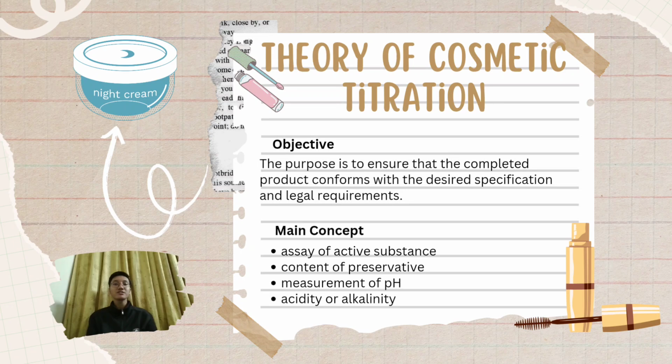The main concepts. There are 4 main concepts in this part. The first one is acid and active substance. The second one is content of preservative. The third one is measurement of pH. And lastly, the acidity or alkalinity.